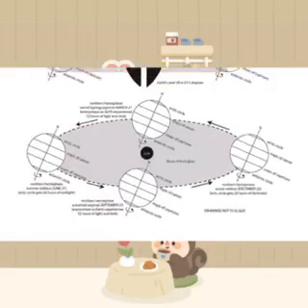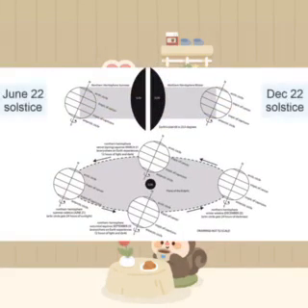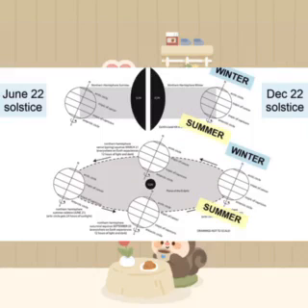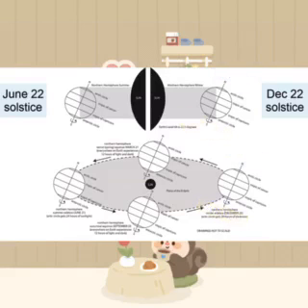This tilt explains why the North Pole experiences winter in January, while the South Pole is experiencing the opposite season, summer. The North Pole is facing away from the Sun and gets less overall sunlight. The South Pole is facing towards the Sun and gets more. To understand this more fully, let's look more closely at how the Sun's rays hit the Earth.